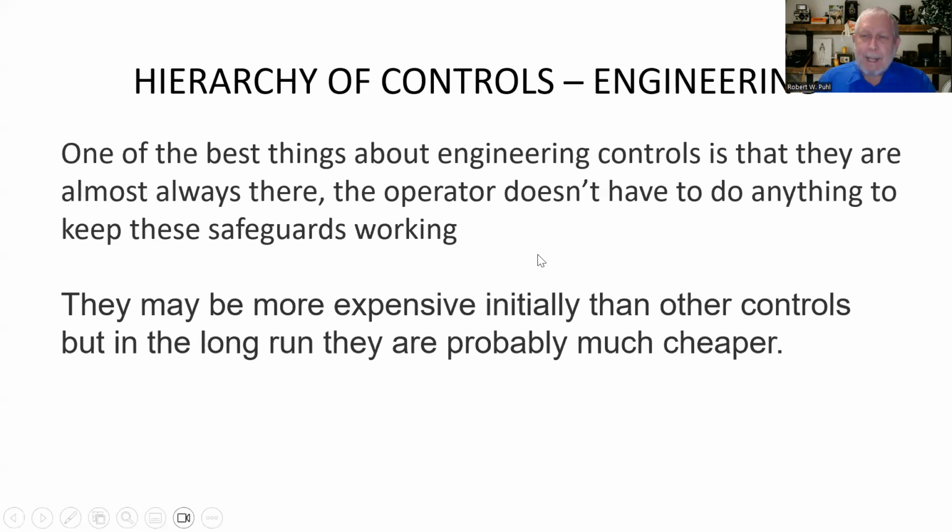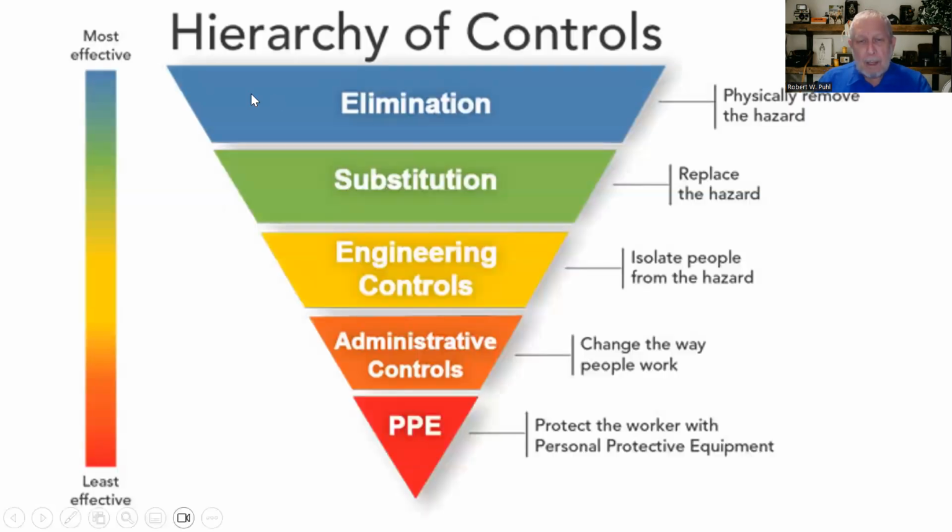One of the best things about engineering controls is that they are almost always there. The operator doesn't have to do anything to keep these safeguards working. They may be more expensive initially than other controls, but in the long run, they are probably much cheaper. Again, here we are, engineering controls isolate people from the hazard. What you should know is this, and these phrases that go with each one of these. You should know those by heart.